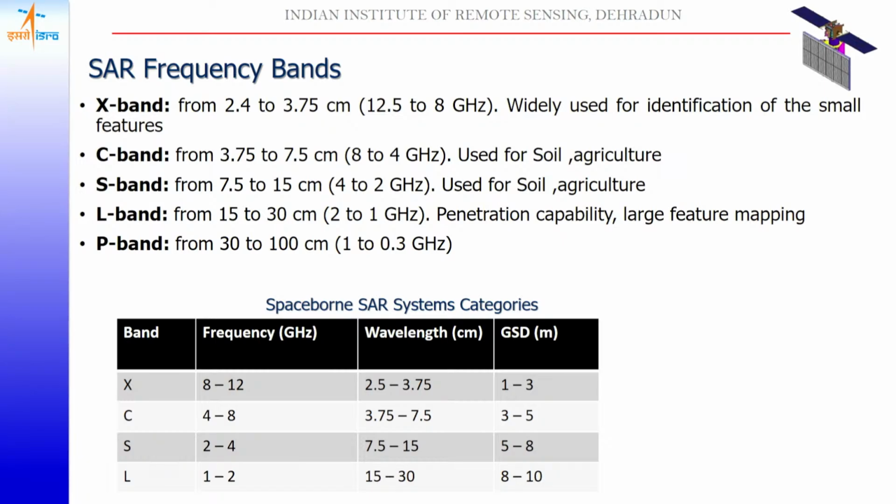So our spaceborne SAR system categories depend on these different bands. We have different SAR systems, and it depends on which frequency we are using. In this lecture I have divided the spaceborne SAR systems by different frequencies: what the X band SAR systems are, what the C band, the S band, and the L band SAR systems are.